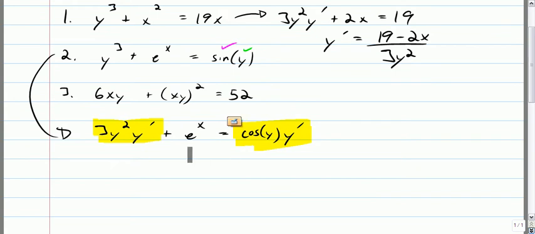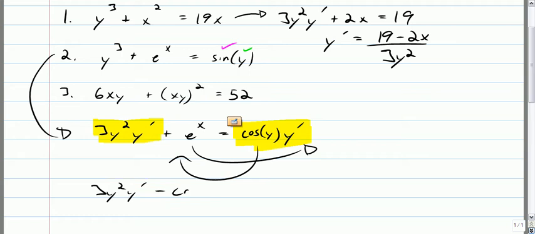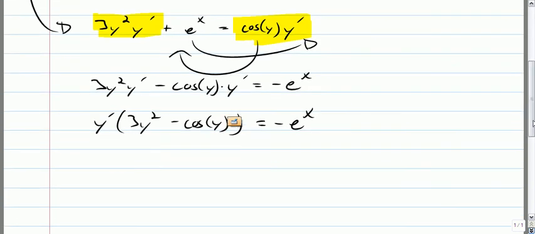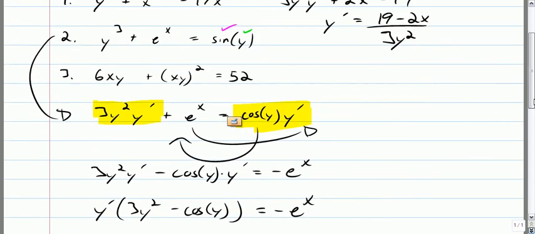So I'll put the e to the x over here, and this one over here. 3y squared y prime minus cosine y times y prime equals negative e to the x. Factor out the y prime. (3y squared minus cosine y) times y prime equals negative e to the x. Divide off. Y prime equals negative e to the x over 3y squared minus cosine y. So that's your answer to the second one.